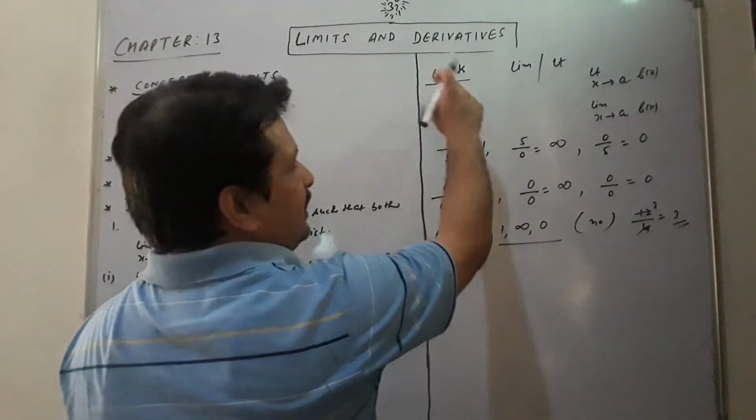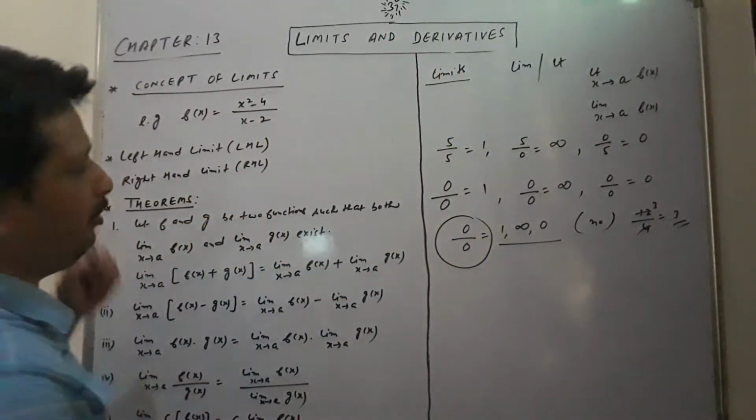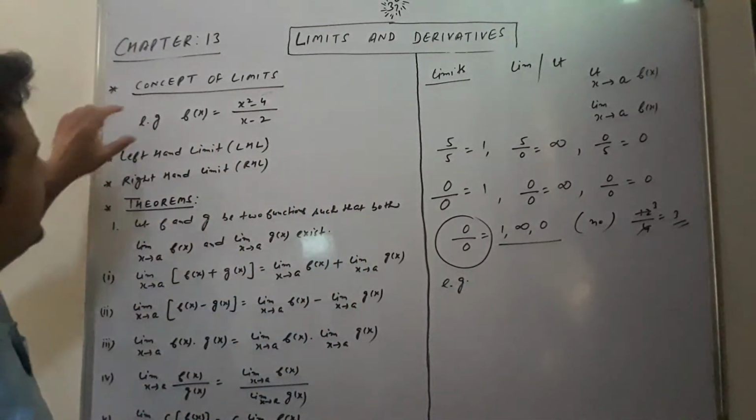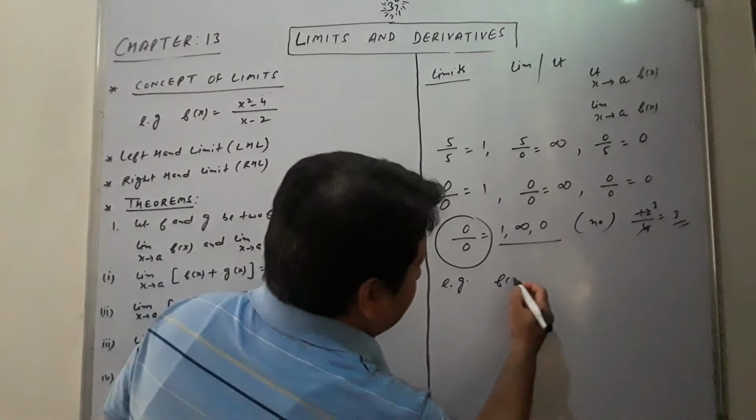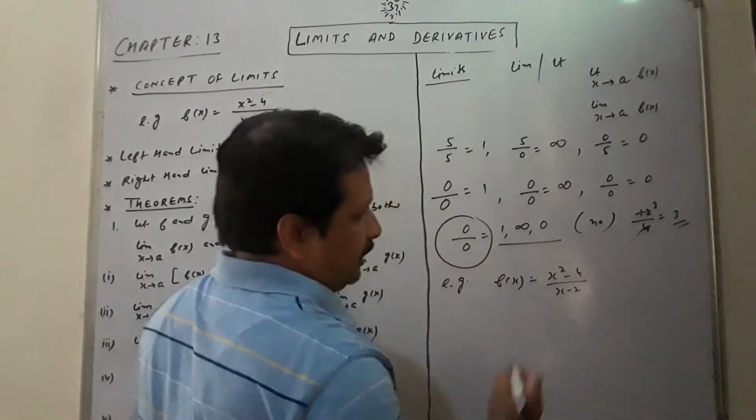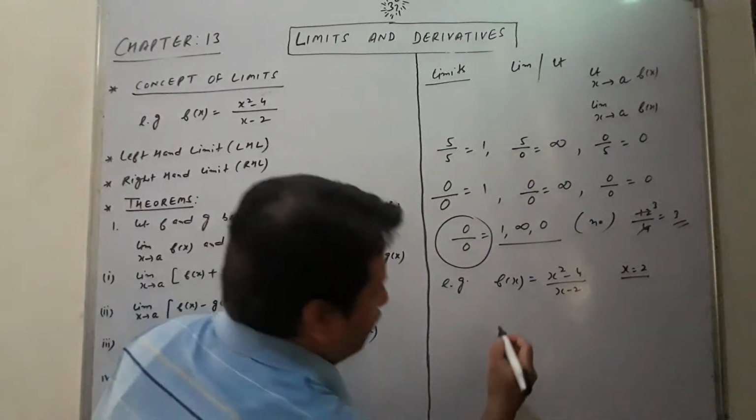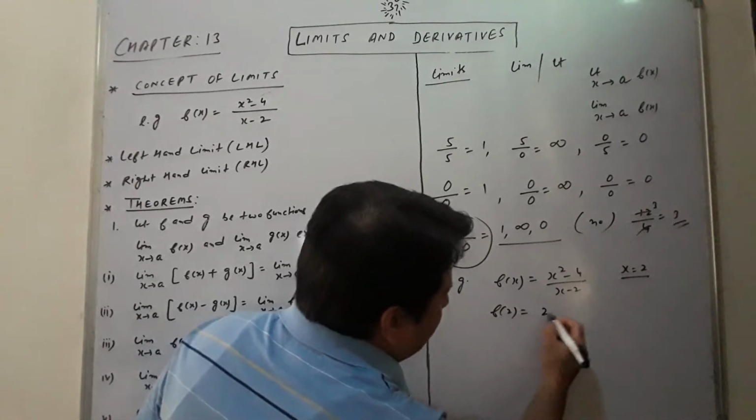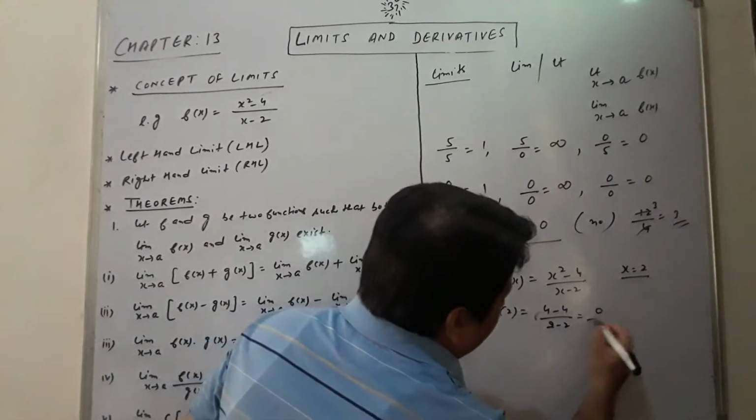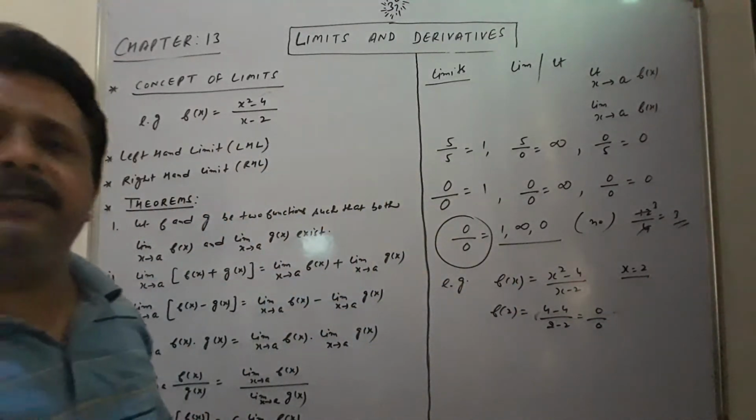We have the limit, students. With the help of limits, we solve such problems. How do we solve it? Let us see. I am taking one example. Here I have mentioned the example: the function is x square minus 4 over x minus 2. Right, students? If I take x as equal to 2, then what will happen? f of 2 will come as 2 square, that is 4, minus 4 upon 2 minus 2. It will come as 0 upon 0. Right? We are getting the indeterminate form.